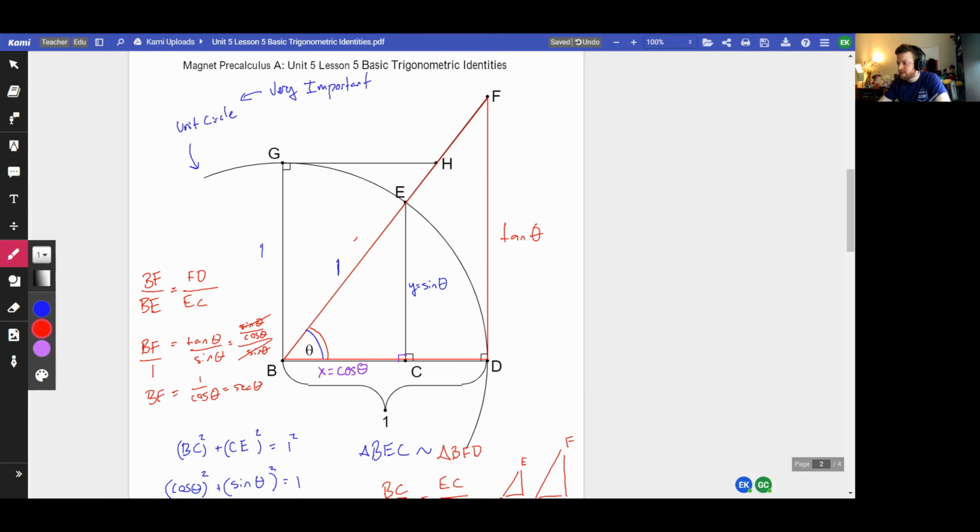BF is secant. And hopefully you recognize that BF, we're keeping it in red because we got a lot of overlapping stuff going on. All right. Do we have another Pythagorean identity? I think so, because we have 1 squared plus tangent squared theta equals secant squared theta.